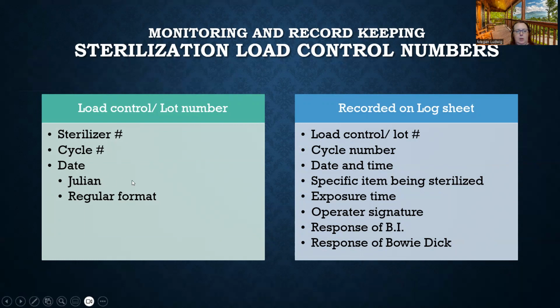This is a weird one, and I don't love it, but it's still used in some places. The Julian date is the numbered day of the year. So like January 1st, the date would be first day of the year. February 1st would be like, 32? That's the Julian date, right? 31 days in January.